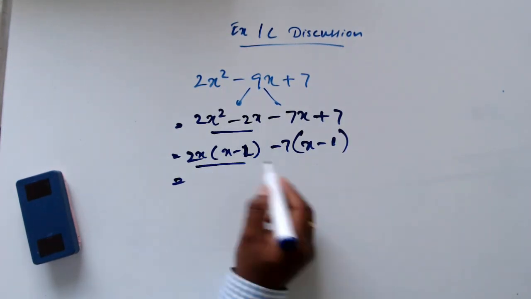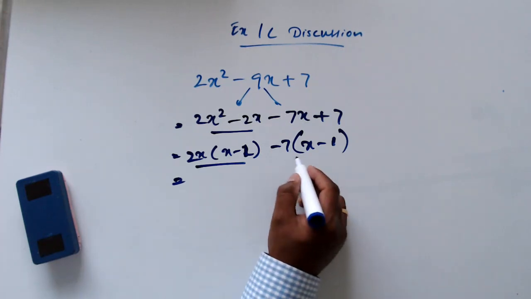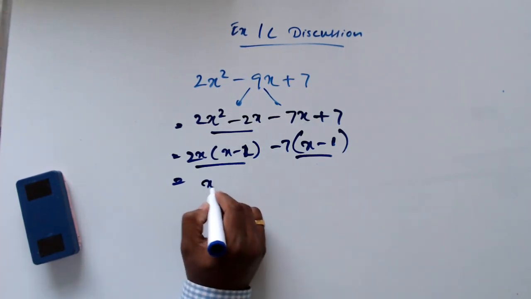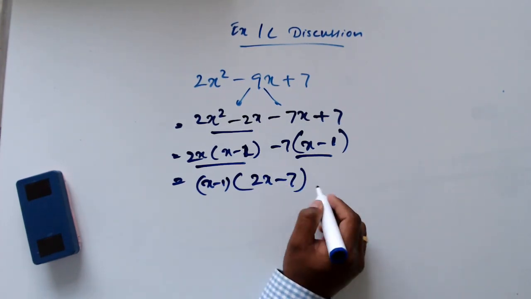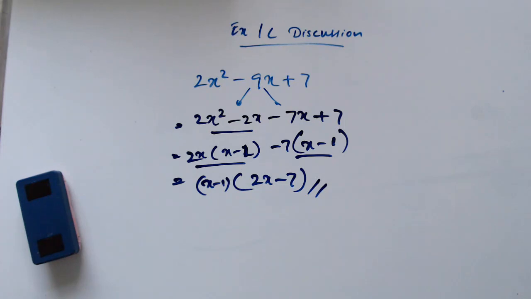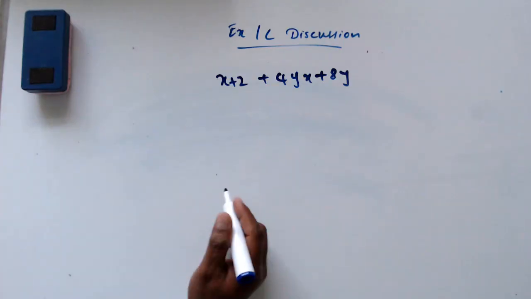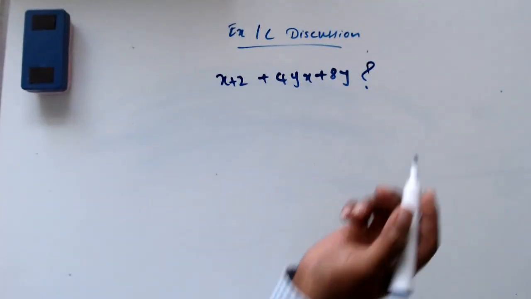So then when you take those two, you can see x minus 1 is common. When you take x minus 1 out, 2x minus 1 is going to remain. What is the answer for this question? How do you factorize this one?